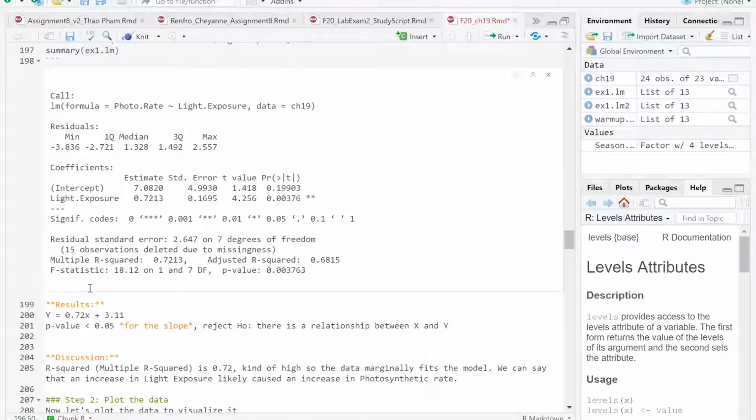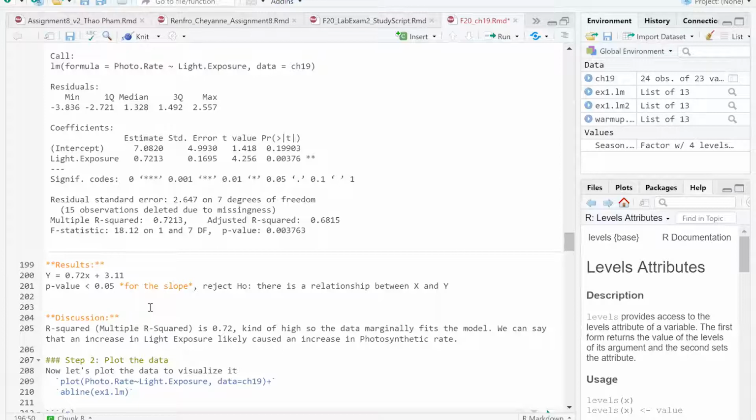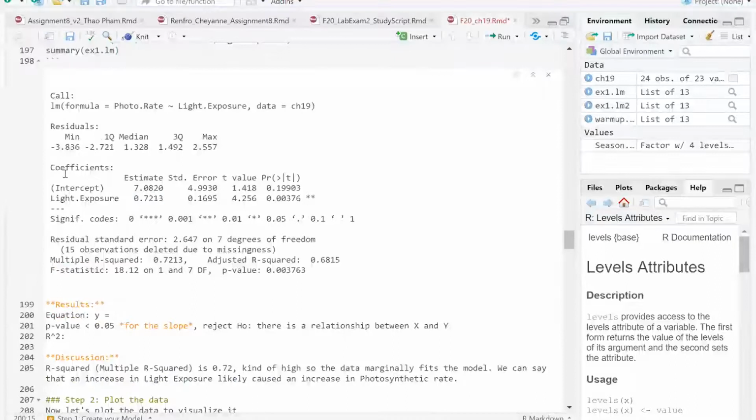Okay, so the results are for our line, right? So let's go through the things that we want to pull out for this. We want to pull out our line, so our equation. We want our p-value, but we also want our r squared value. So our equation is, if we do the y equals mx plus b version that most people are familiar with, our slope is right here. So we've got coefficients.